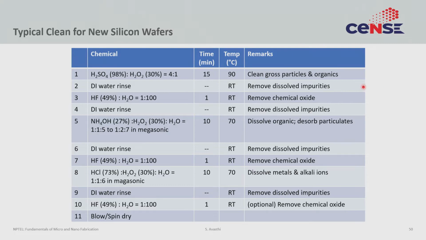After that, you do the DI rinse, because remember, it is the DI water rinse that actually cleans the wafer. You may want to remove the chemical oxide that has formed by doing a hydrofluoric acid etch, and then once again a DI water rinse. Next, you might want to start the RCA. The RCA starts with the SC1, which uses ammonium hydroxide. After that, you do a DI water rinse to remove the contamination. You might want to do an HF dip to remove the chemical oxide that forms during the ammonium hydroxide step.